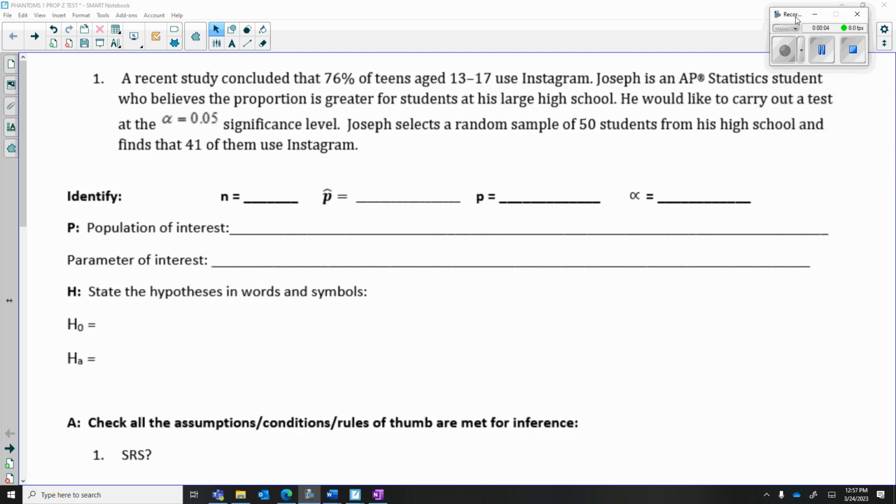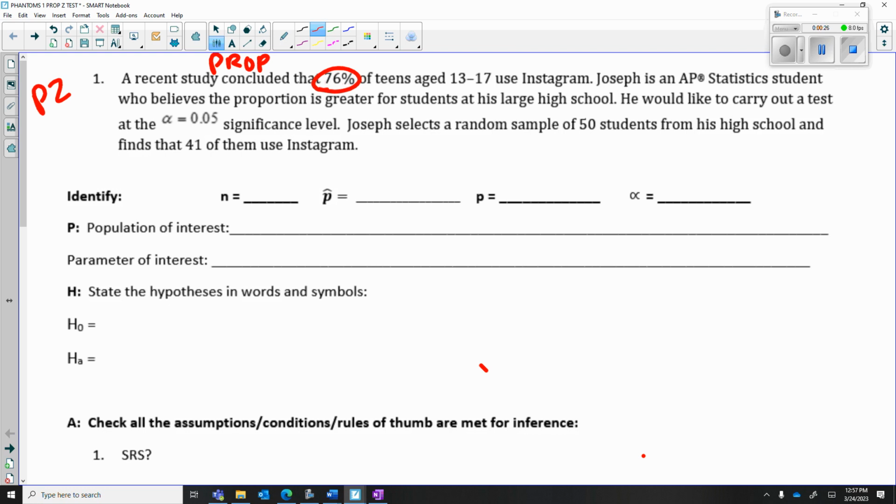This video corresponds with our homework about a 1 proportion z test. So we're going to do the full procedure of PHANTOMS for this question. Here we go. A recent study concluded that 76% of teens use Instagram. So notice this is a percent, so this is a proportion question. So right away, I'm going to write 1-PropZTest, proportions, we're going to use Z.